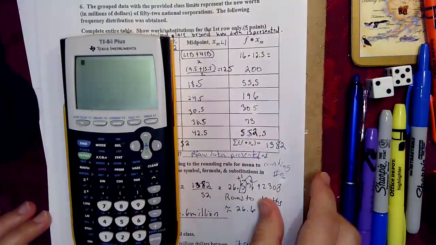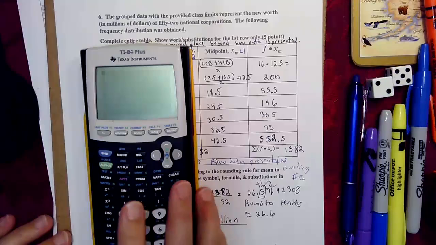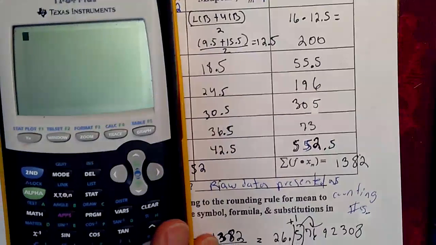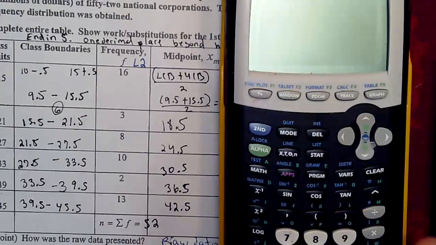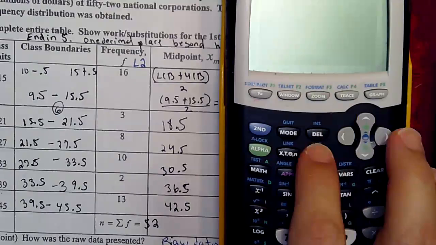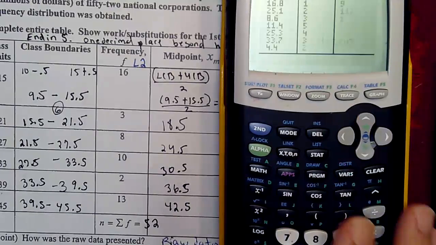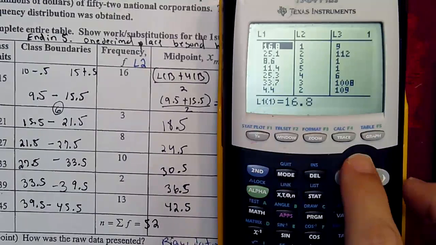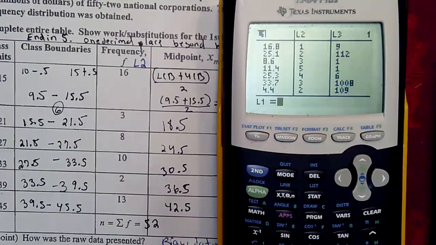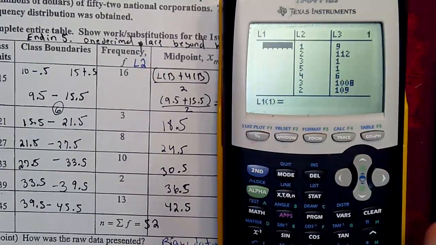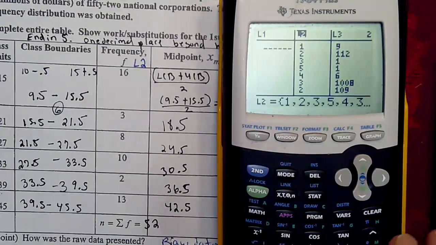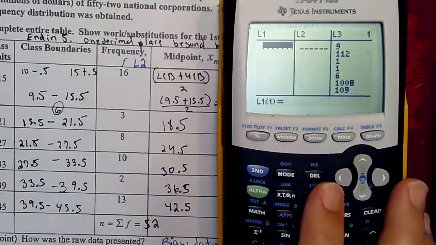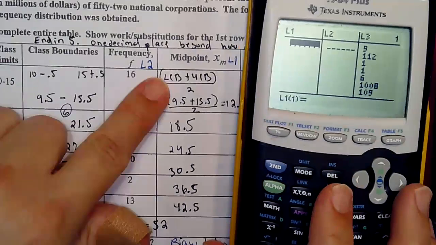Okay, so I'm going to go to Stat, Edit, and then go up to the top and Clear, Enter to clear data. Then go to the side here, go up to the top, Clear, Enter. Okay, and then come back to the first column, and let's put the midpoints in the first column.